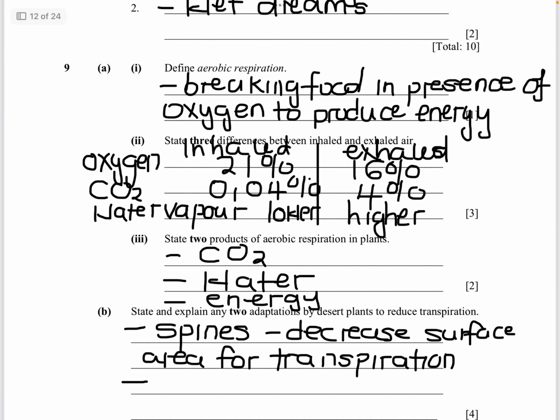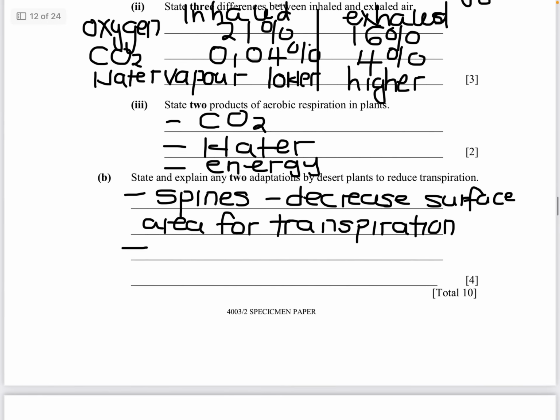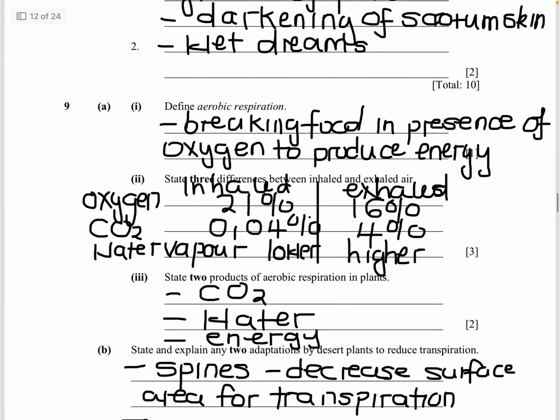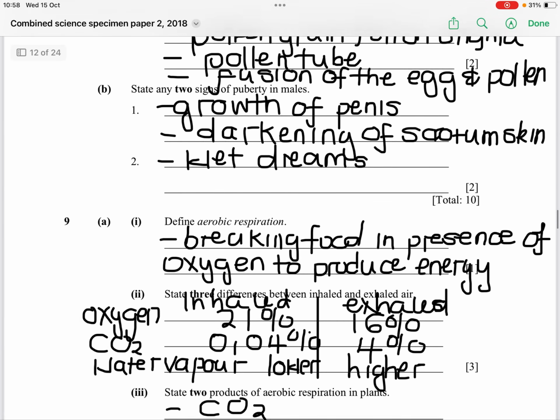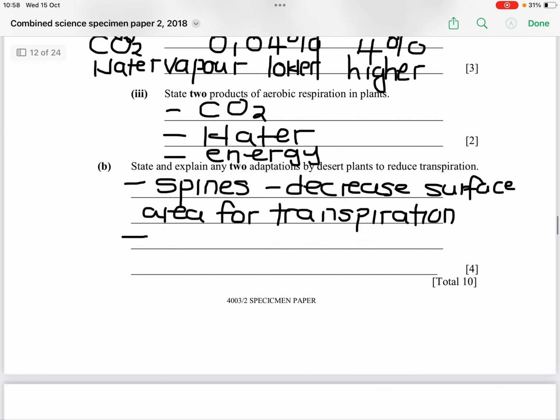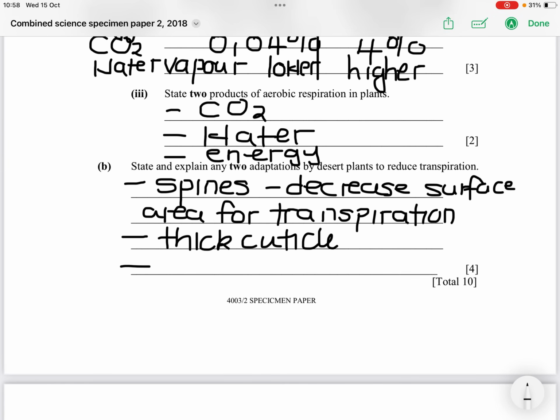And then another point, you need to explain that they have a thick cuticle. Why is this important? This is to lower the transpiration rate. Also, the leaves roll up in bright sun day. So you talk about the rolling up of leaves.